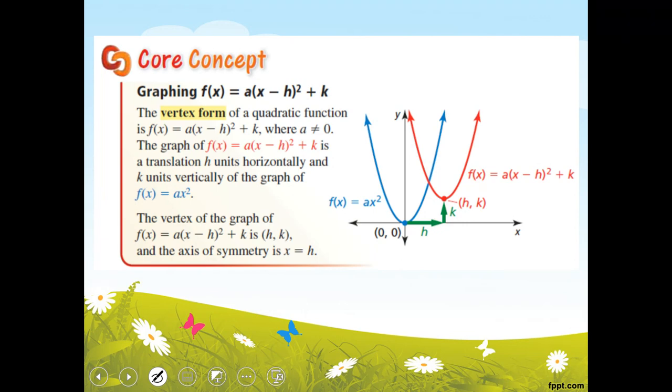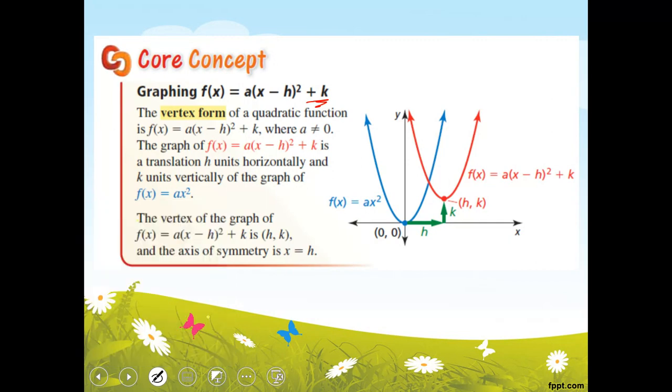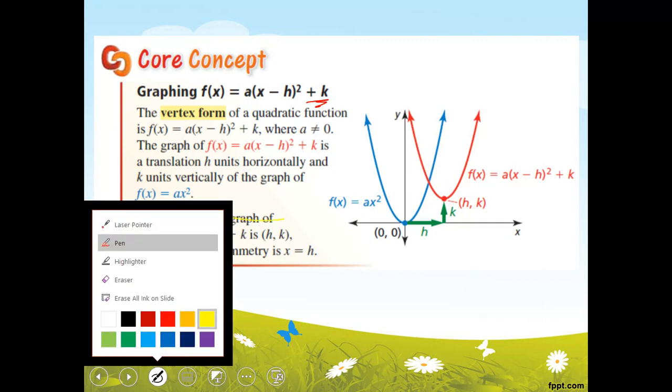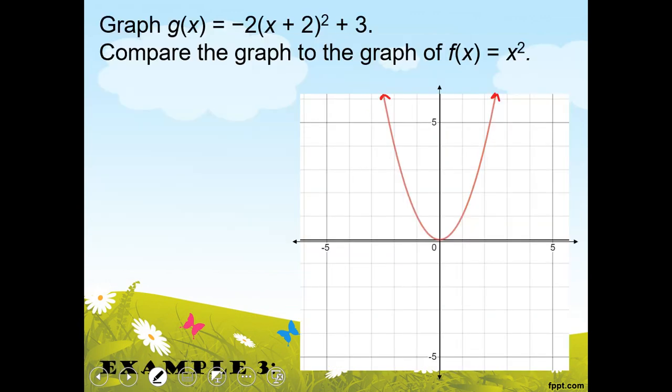So now we're adding one additional part in here. We're adding a K as well. So if you notice here, when we have it in vertex form and we're adding that K value in, now we're going to be dealing with both a horizontal translation and a vertical translation. Key part down in here, okay? The vertex of the graph is going to be h comma k. So h comma k is your vertex, and then your axis of symmetry is still at x equals h. And again, you'll be making tables as you go through this.